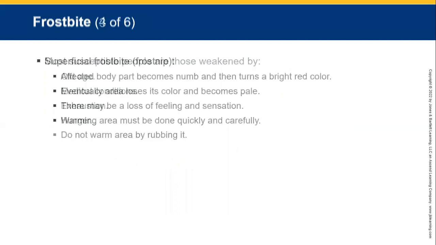Superficial frostbite, or frost nip, affects the parts of the body that become numb and turn a bright red color, eventually lose their color and become pale. There may be loss of feeling and sensation. Warming the area must be done quickly and carefully. Do not warm by rubbing it, in case you damage the skin.